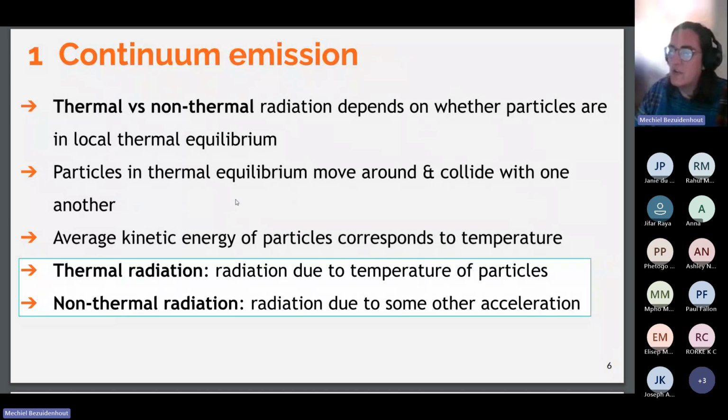So thermal radiation then is the radiation that you get just from the movement and the collisions of these particles. In order to get non-thermal radiation, you need some other source of acceleration beyond just the natural movement of these particles in free space. And so typically non-thermal radiation requires a magnetic field.